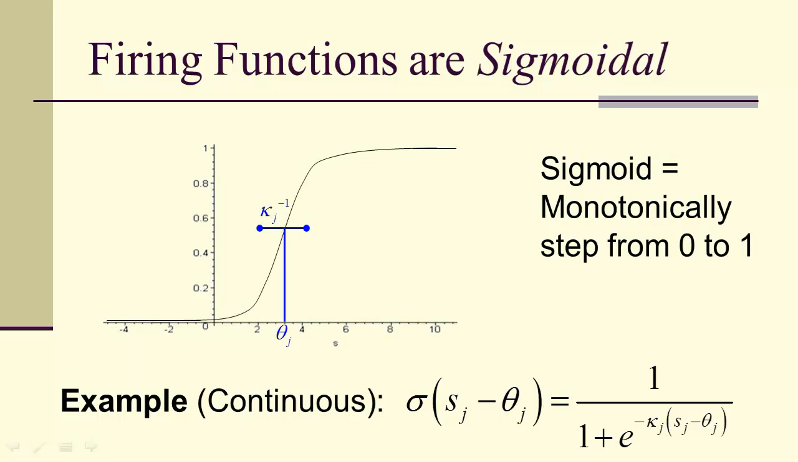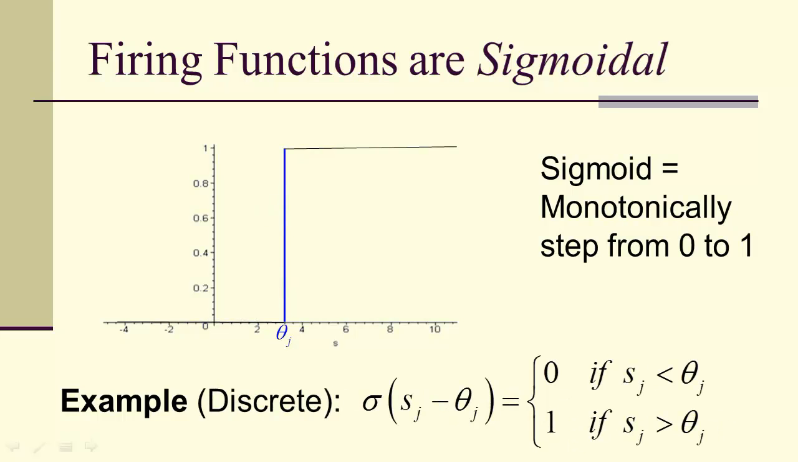And as we change kappa, we get a more rapid jump. And so we can say, well, in the limit, we can have a discrete case where we monotonically go from 0 to 1 by jumping at a certain threshold theta sub j. And notice we're going from 0 to 1 primarily to relate things back to what we've already done, but we can actually go from any number to any other number. And we're soon going to be going from negative 1 to 1.